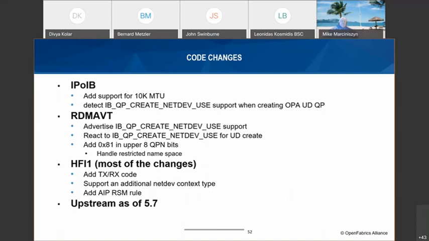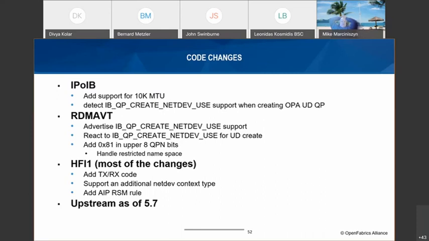So as we said, these are the actual code changes. We added minor changes in IP over IB. We advertise in our capability mask that we can handle the special NetDev QPair create, and we added transparent support for the 10K MTU. The RDMA VT, which provides the upper layer for our hybrid driver between RDMA VT and HFI1, advertises the use support up to the core.